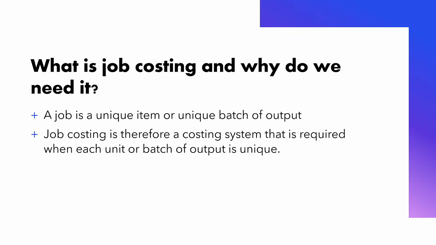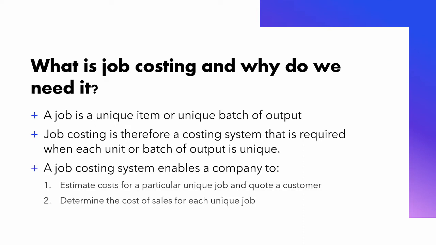Now that we know what a job is, we can see that job costing is a costing system that is required when each unit or batch of output is unique. As a result of this uniqueness, we need to accumulate the cost of each item on an individual basis. A job costing system therefore enables us to estimate the cost for a specific unique job and provide a quote to a customer, as well as determine the actual cost of sales for each individual job.